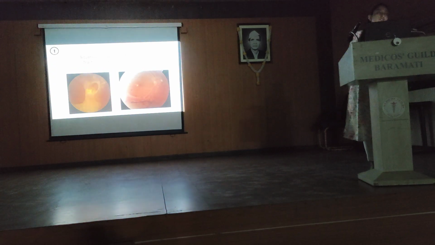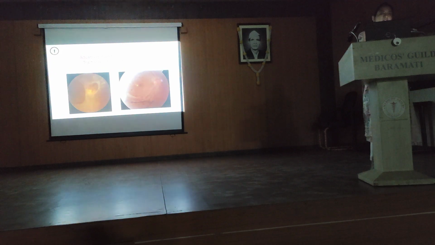And when the new vessels are developing, they can have a fibrous content in them. It can have a fibrovascular membrane. Here you can see this white-looking thing is a fibrovascular membrane, which can cause traction over the retina, and eventually it will lead to tractional retinal detachment. So this is a picture of the tractional retinal detachment.